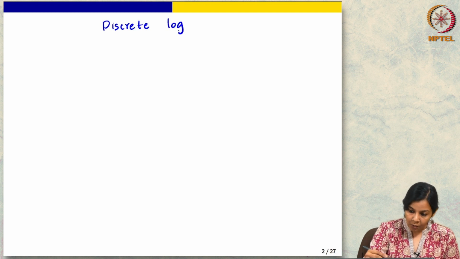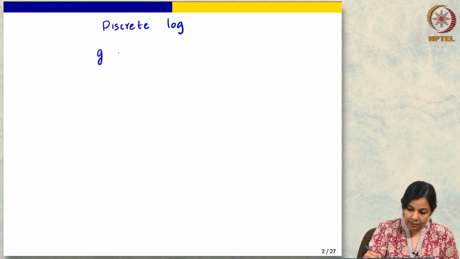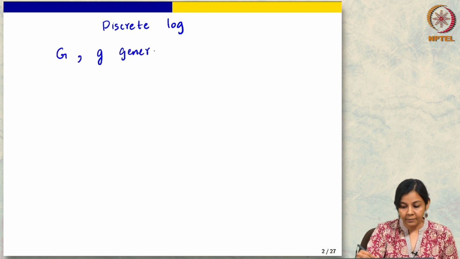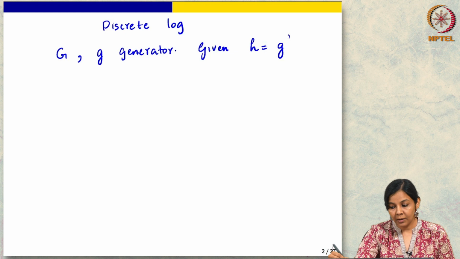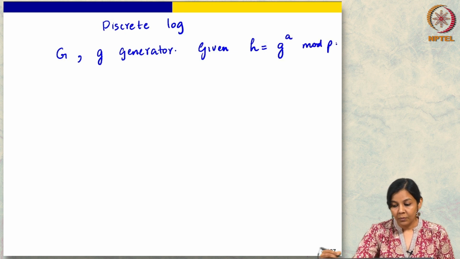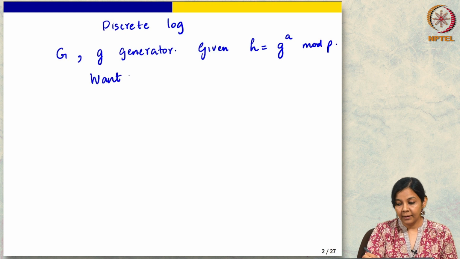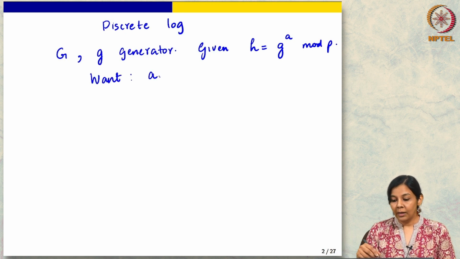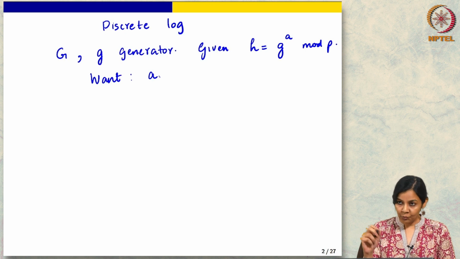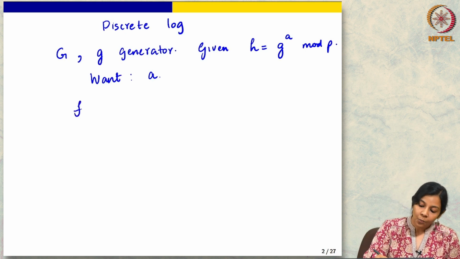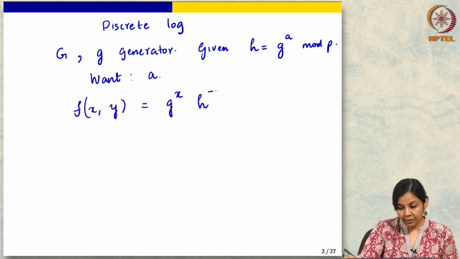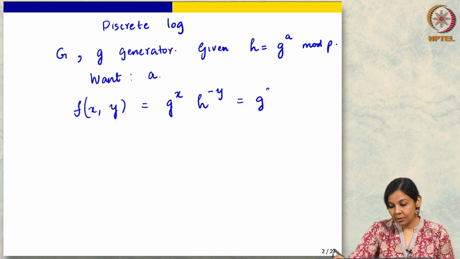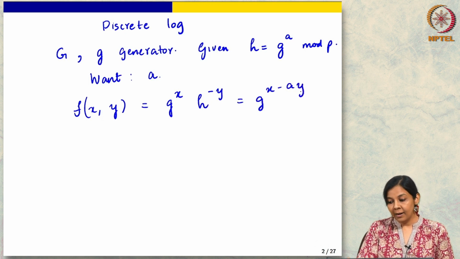Okay, so recall the discrete log problem. You are given a group G, capital G, and small g is a generator in this group. And we are given some h which is g to the a mod p. And what we want is to find a. So, in order to use the period finding problem to capture this problem, what we could do is define f of x y as g to the x h to the minus y. So, this ends up being g to the x minus a y, right.